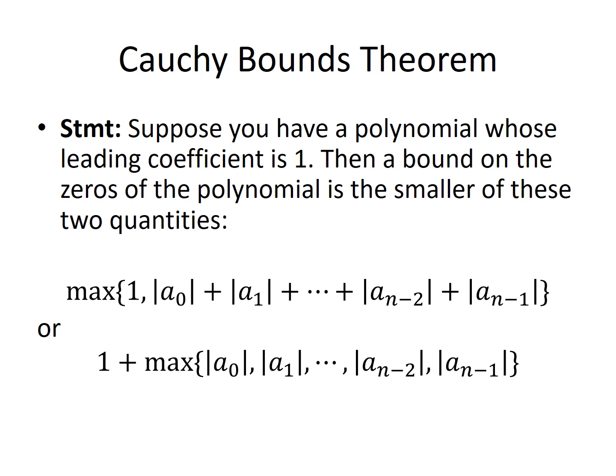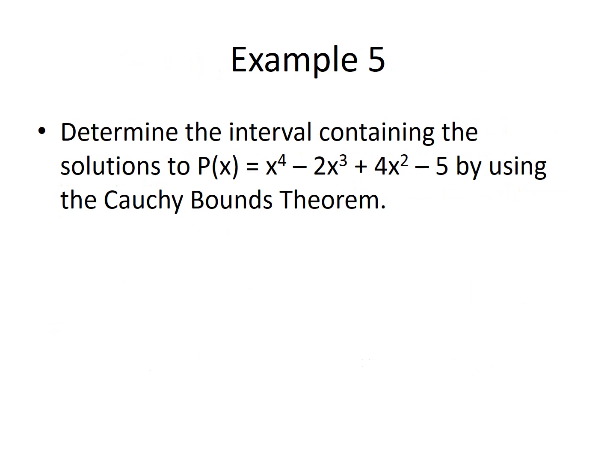Or you may consider the absolute value of all of the coefficients except the leading coefficient. Take the largest of those and then add 1 to it. So here are your two choices, and you choose the smaller of these two after you have done the arithmetic for these two choices. Let's see this in action. Determine the interval containing the solutions to the polynomial x to the 4th minus 2x cubed plus 4x squared minus 5 by using the Cauchy bounds theorem.